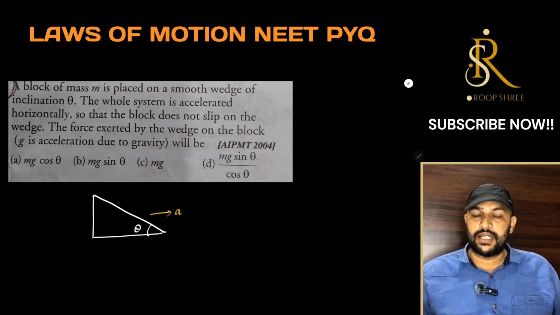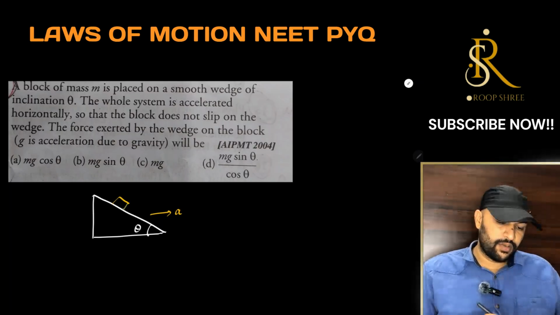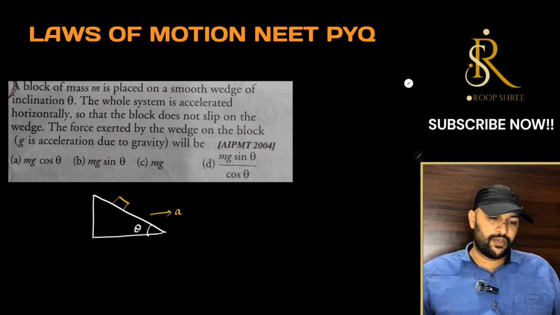I'm just assuming it as a, so that the block does not slip. So this is our block and it's not slipping down on the wedge. The force exerted by the wedge on the block must be how much?